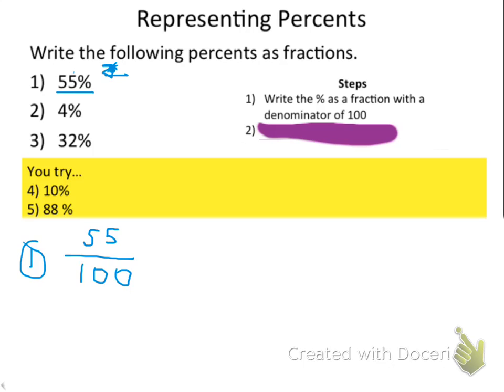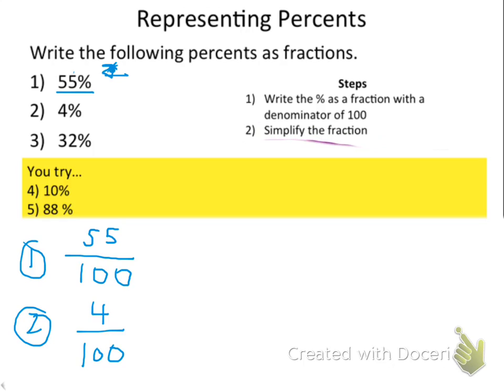Let's do the same thing with number 2 so that you can see it right away. If I was to write 4% as a fraction out of 100, I write 4 out of 100. So our denominator will always be 100. Okay, let's look at step number 2. Step number 2 is to simplify the fraction.